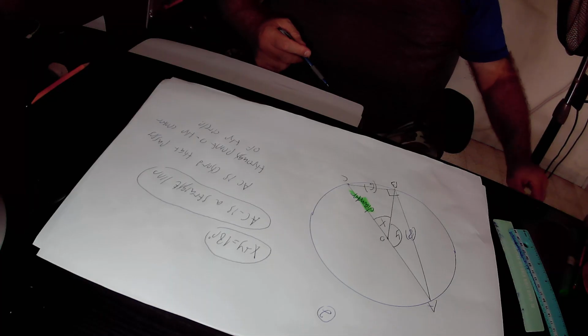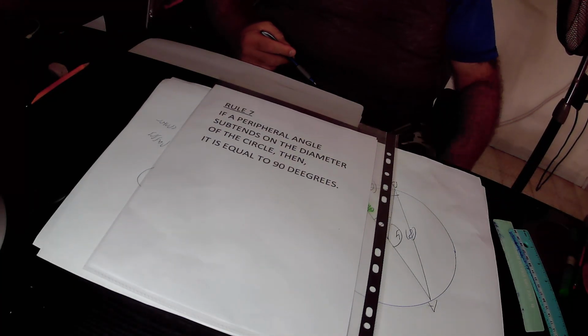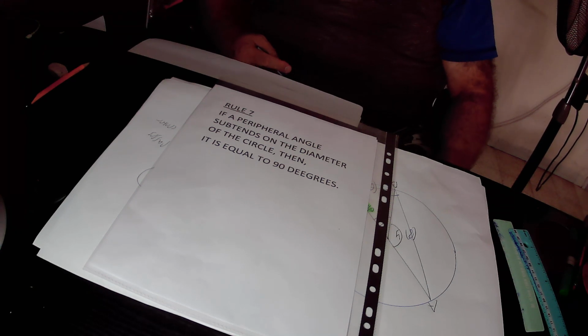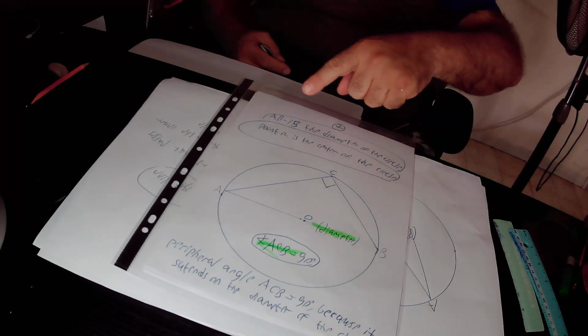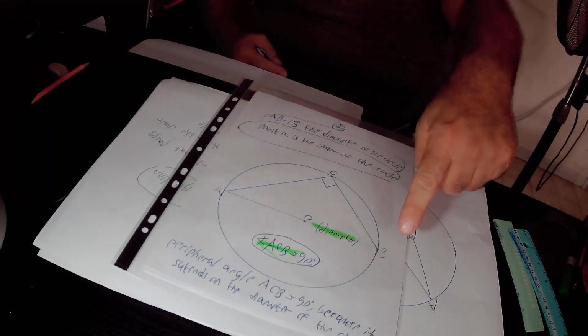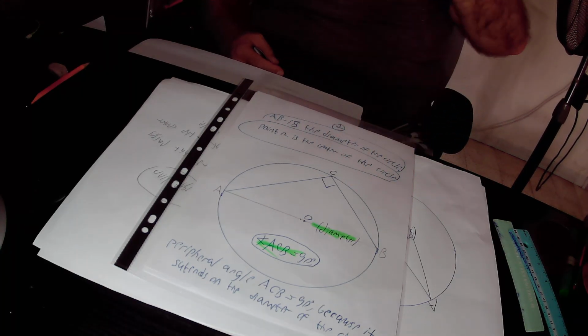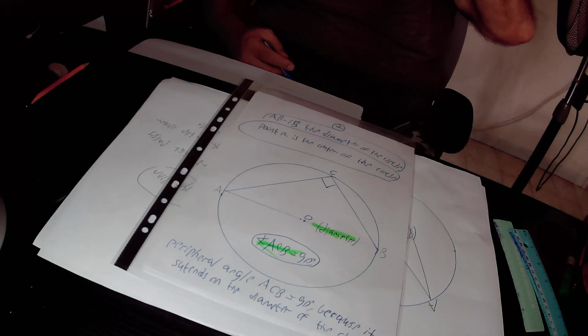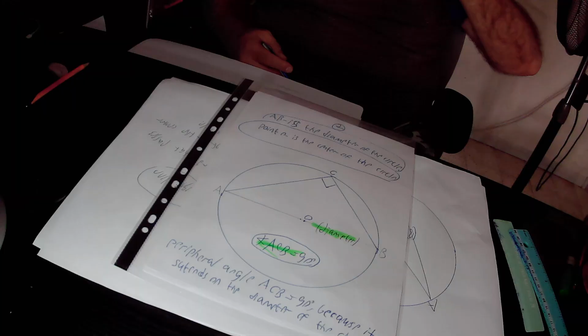Let me repeat quickly rule 7. According to rule 7, if a peripheral angle subtends the diameter of the circle, it is equal to 90 degrees in its size. So in the drawing, we have a circle, and this is peripheral angle ACB, that subtends AB, the diameter of the circle, and therefore, according to rule 7, peripheral angle ACB must be equal to 90 degrees in size.